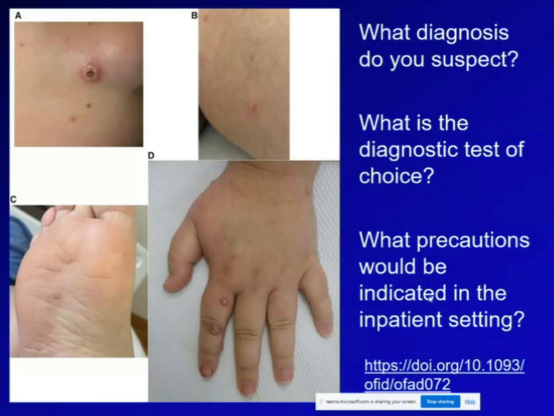And here are some of his pictures. So what diagnosis do you suspect? I think Mpox would be one of the top. I agree. The pain. Diagnostic test choice? Swab the lesion. Yeah. And PCR. Right, 100% PCR.